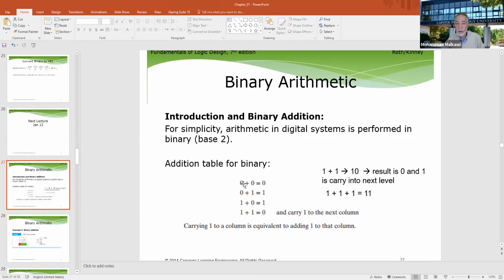Of course, you know how we do the decimal arithmetic, the addition. We know that very well. In binary, because we have only two digits, 0 and 1, we have all the possible combinations: 0 plus 0, 0 plus 1, 1 plus 0, 1 plus 1. And 0 plus 0 is 0, 0 plus 1 or 1 plus 0 is a 1, and 1 plus 1, the result, if we think about it, is 2.